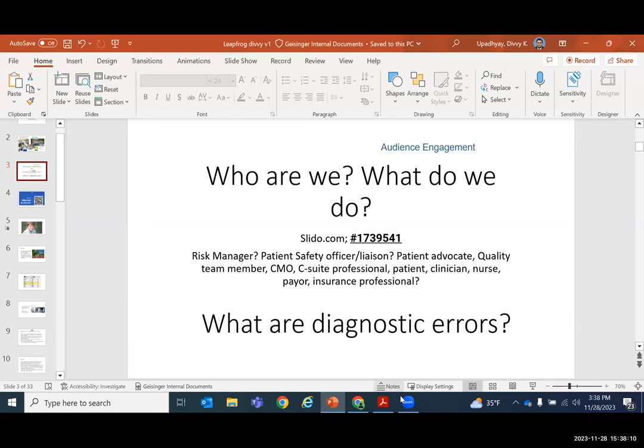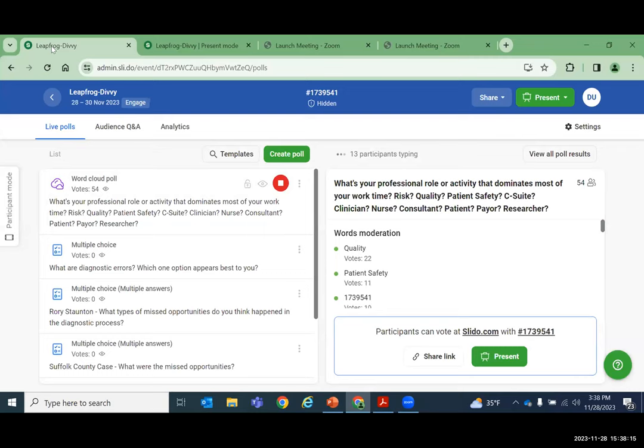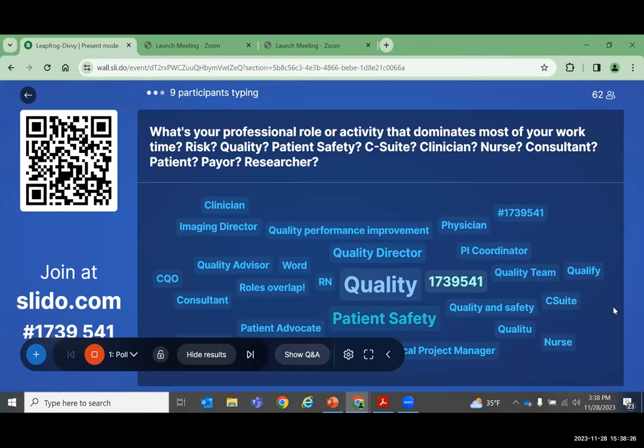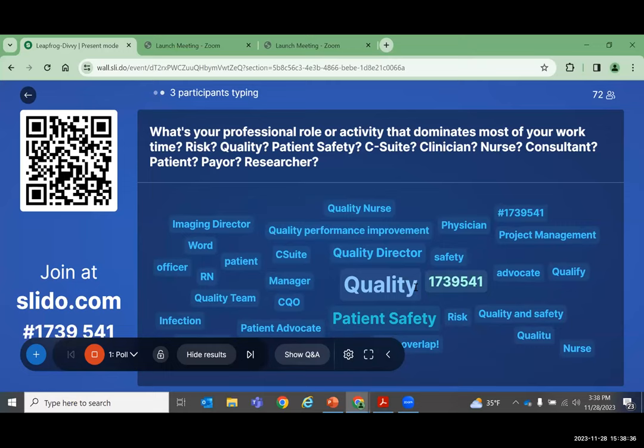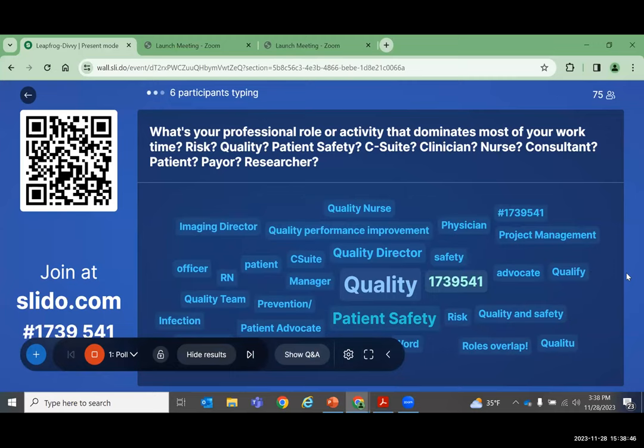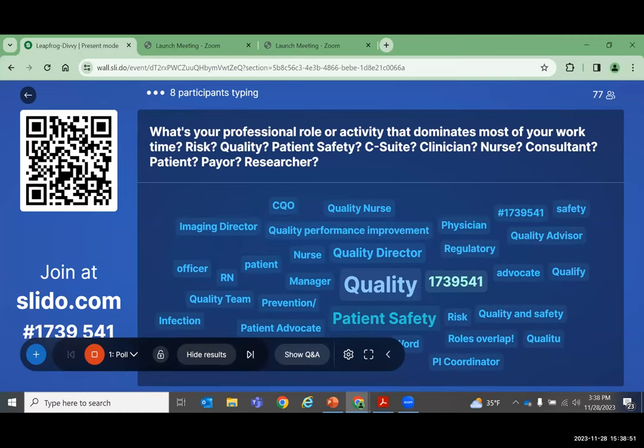So what I'm going to do is, by now, you should have seen that this poll is activated. Let me see if I can get that screen. Okay. So let's see what the roles are of the people here on this call today. Quality. This is a word cloud that's forming, so I can see the word quality getting the most, which makes total sense because you must be involved at your healthcare organizations doing work related to the Leapfrog Group. So we have quality nurse, quality performance improvement, a nurse manager, someone from the prevention team, someone from the infection team, imaging director, radiology there, quality and safety, roles overlap, definitely, clinicians. So people wearing multiple hats.